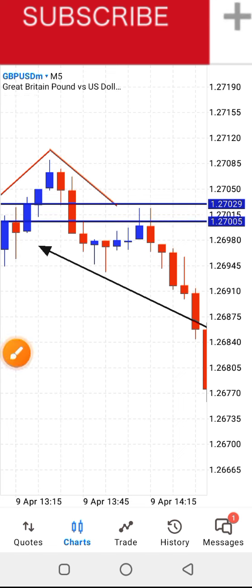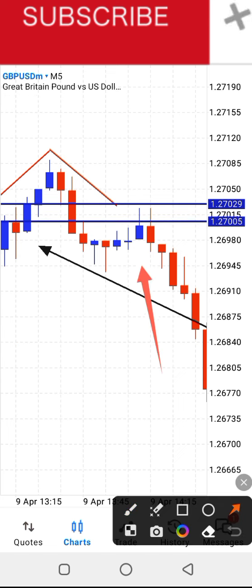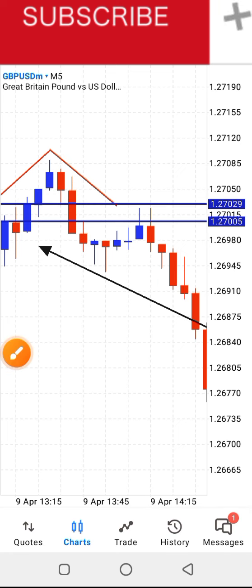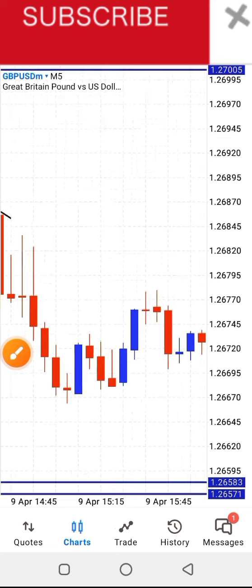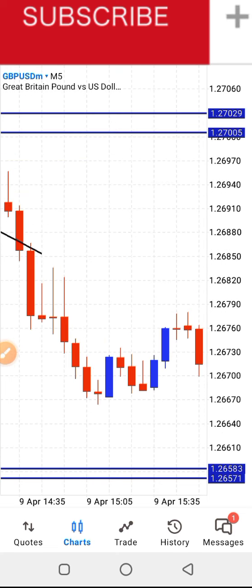Okay, what happened? Look at this. This blue candle tapped back into the fair value gap and gave us what? Beautiful and lovely sell trade. Okay, so let me see if I can get one randomly.